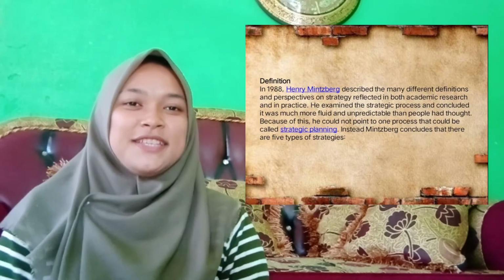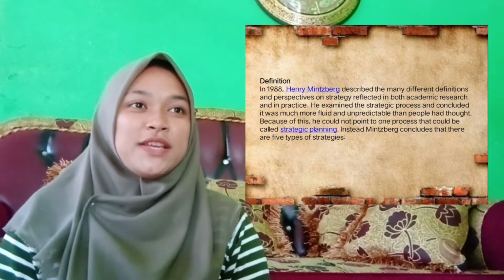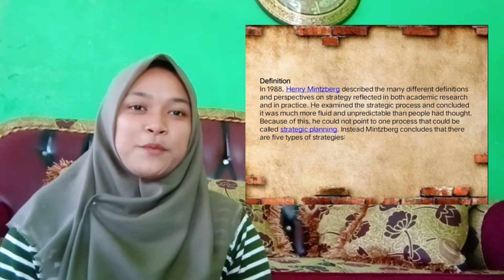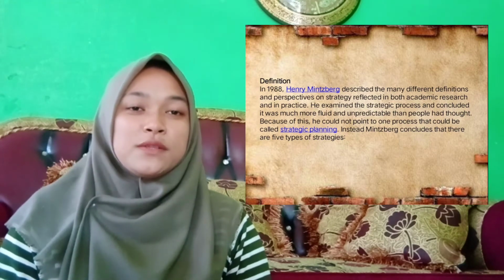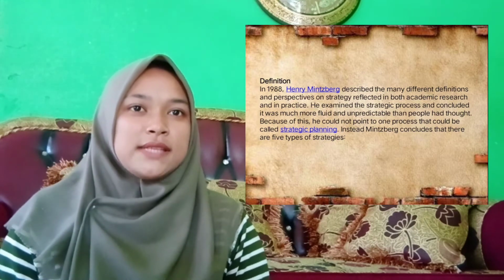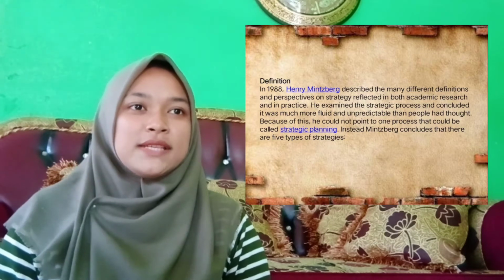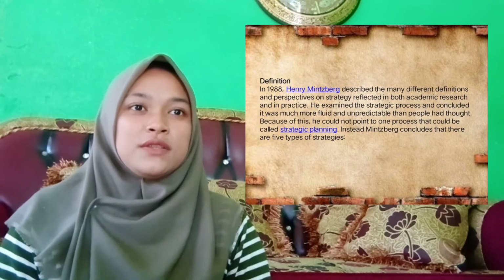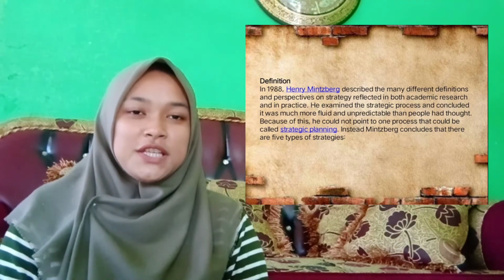Okay, next, discussion. Henry Mintzberg described the many different definitions and perspectives on strategy reflected in both academic research and in practice. He examined the strategic process and concluded it was much more fluid and unpredictable. Because of this, he saw no point in one process that could be called strategic planning. Instead, Mintzberg concludes that there are five types of strategy.